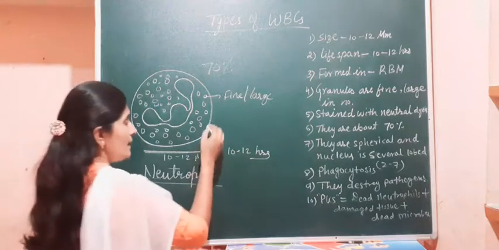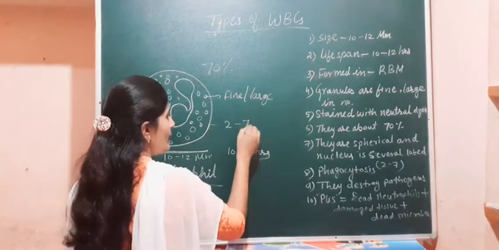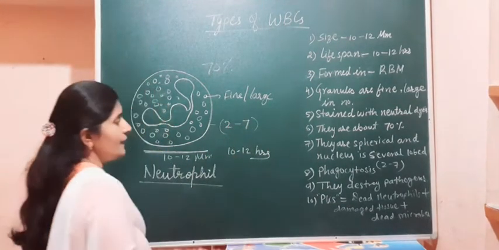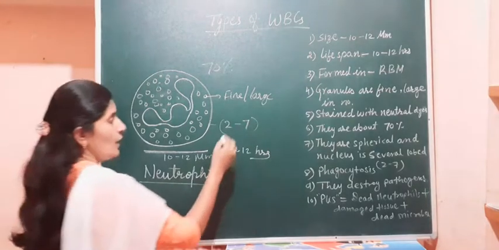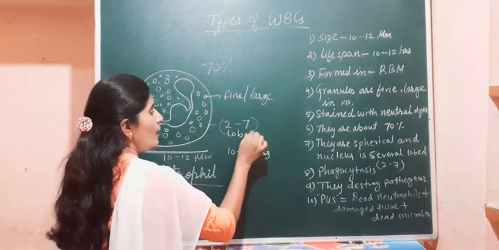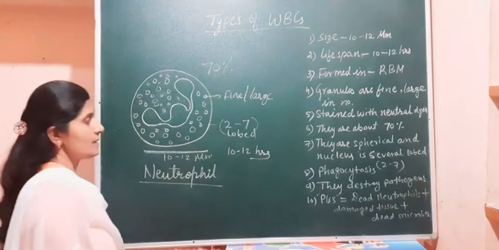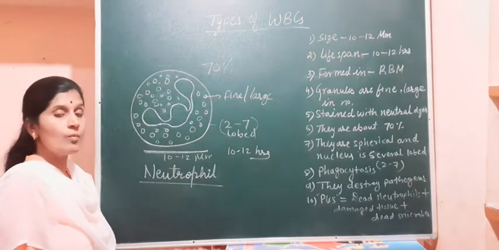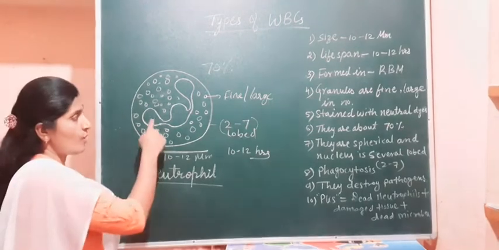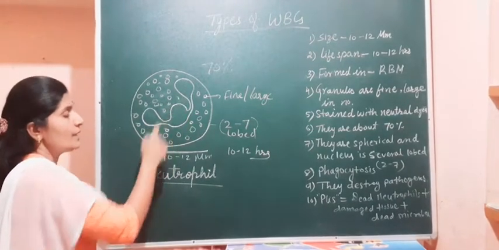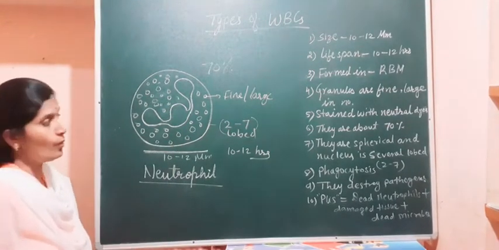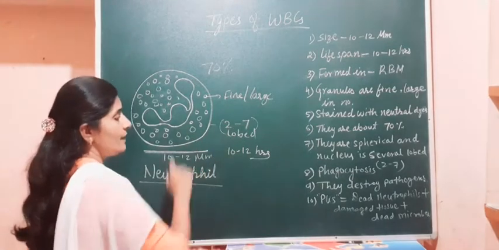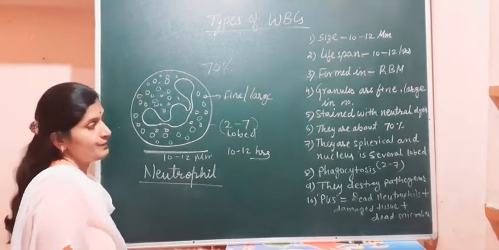But here, a 2 to 7 lobed nucleus is present in the neutrophils. That is why these neutrophils are also called polymorphs. Polymorph means morphologically the nucleus has many lobes, like 2 to 7 lobes are present.